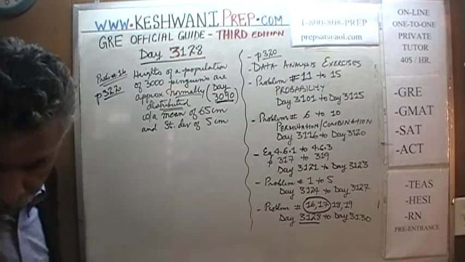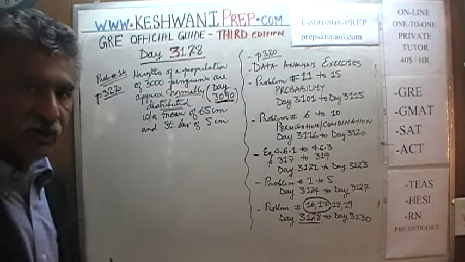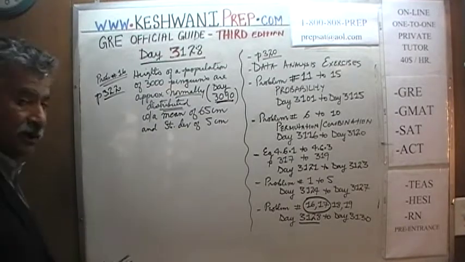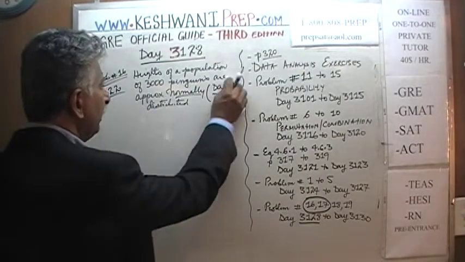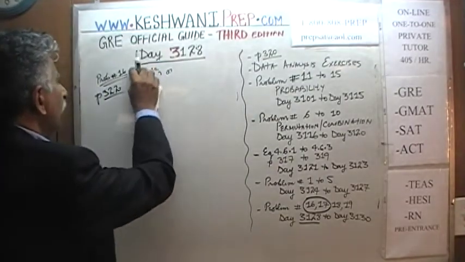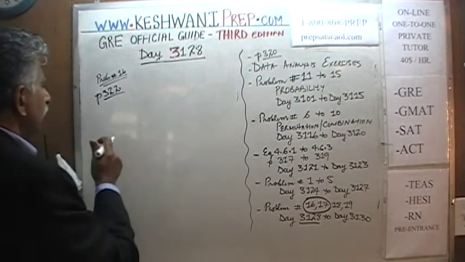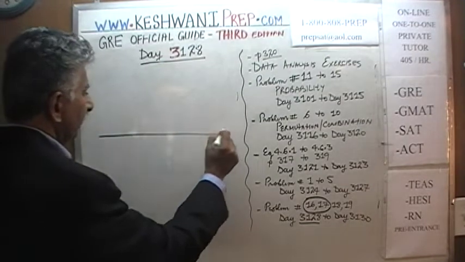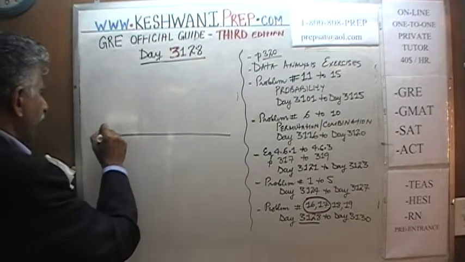So let's draw the normal distribution with the mean of 65 and a standard deviation of 5 before we worry about what questions are being asked. We need the room, so I'm going to erase this. We don't overread it. It's very simple. We know it's a normal distribution, and we know that the mean is 65 and the standard deviation is 5.